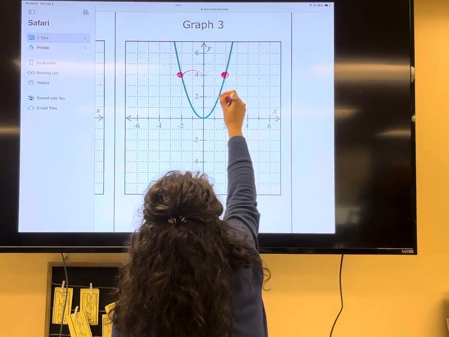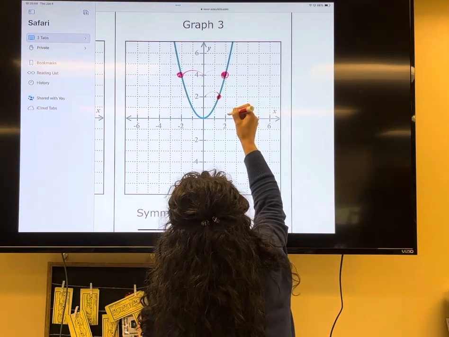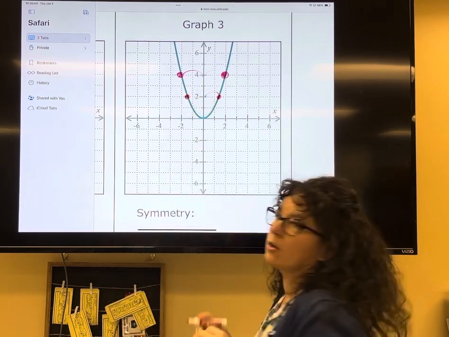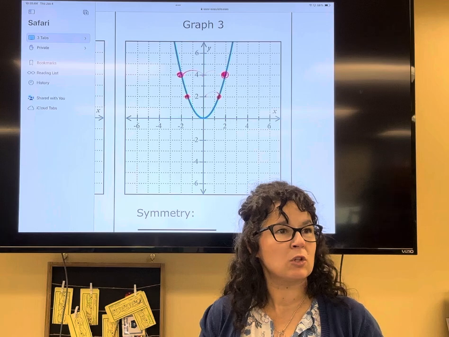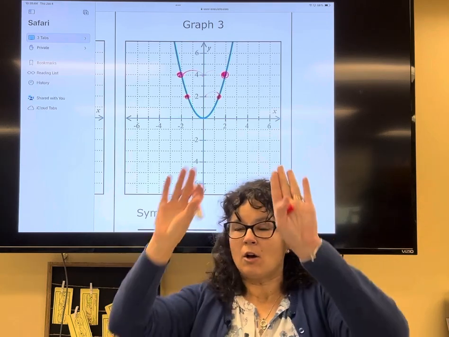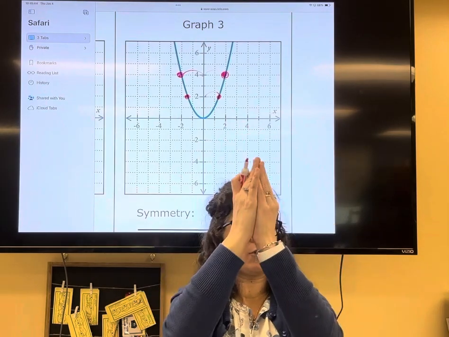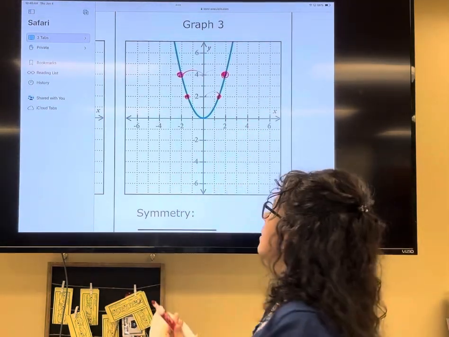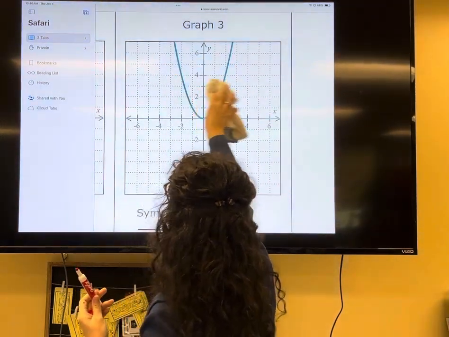Or if I took this point here, it's this distance away from the y-axis. So if I jump it across the same distance, it's over here. So this particular parabola is symmetrical to the y-axis. Also, if this was on a sheet of paper, I could fold on the y-axis and everything would match up. So here's an example of symmetry to the y-axis.